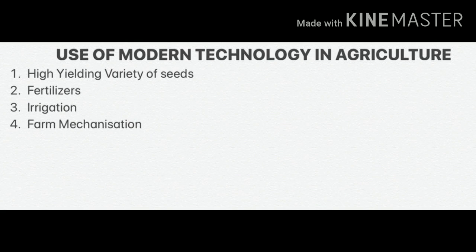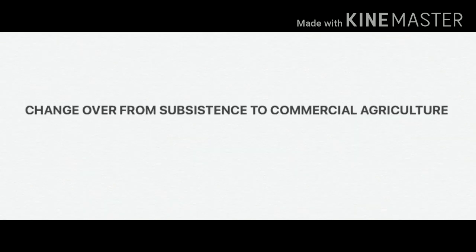However, mechanization is slowly becoming very popular ever since the inception of Green Revolution. The number of tractors has increased. Also, the availability of electric pumping sets has increased. Now, let us talk about the changeover from subsistence to commercial agriculture. Firstly, let us know what is subsistence agriculture.